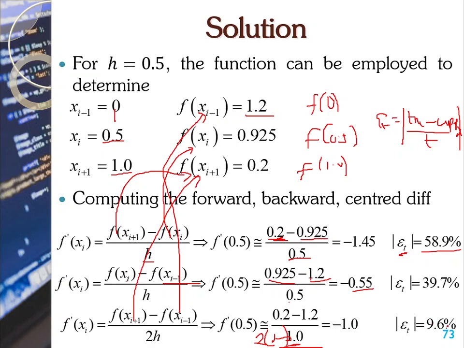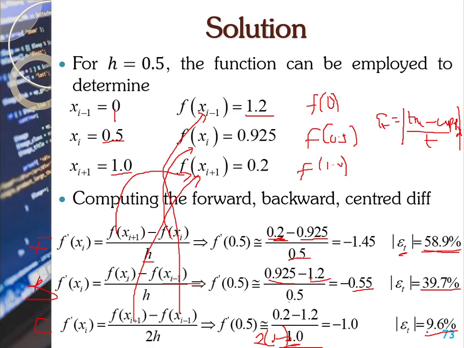Now if you look at these 3 schemes, forward differencing is giving us 58.9, backwards is giving us 39.7, and centered is giving us 9.6. So just with a look at these errors, you can see that the centered differencing scheme is giving us something much smaller than the forward and the backwards. That is why at the beginning I was saying that the centered differencing is known to be more accurate than the forward and the backwards, just based on that.